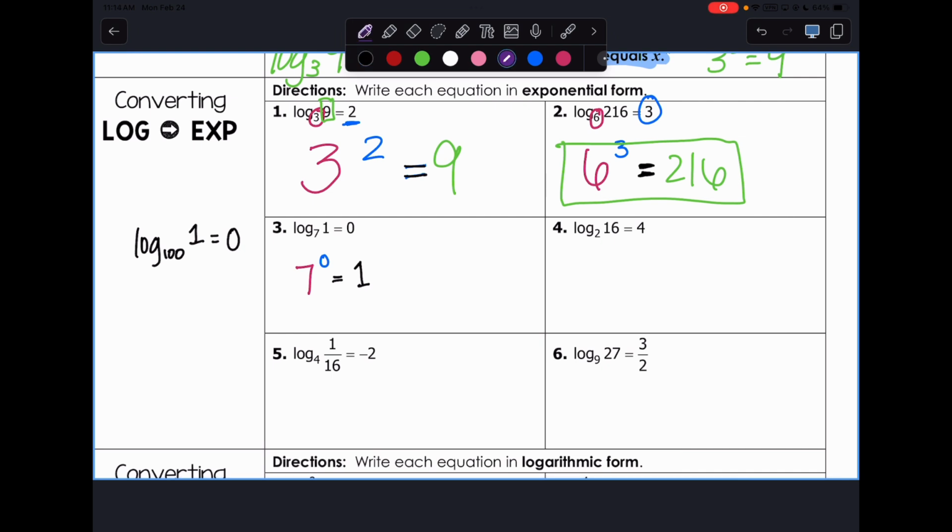Awesome, here we go. Log base 2 of 16 equals 4. So what's my base? 2. What's my exponent? 4, equals 16. Is that true? Okay. So do number 5 and 6 for me, and then you can check your answers with me.